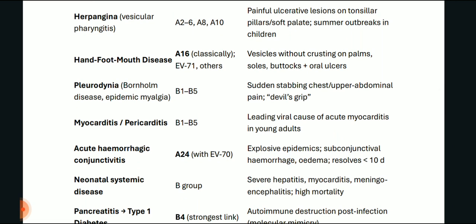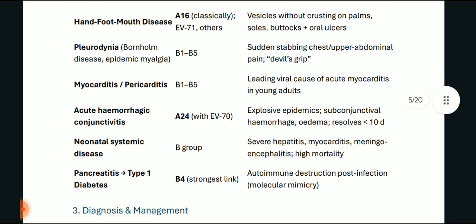Hand, foot and mouth disease is caused by A16 classically, EV71 and others. We see vesicles without crusting on palms, soles and buttocks, and we see oral ulcers as well. It is usually a self-limiting disease. Next up is pleurodynia, which is Bornholm disease, epidemic myalgia, caused by group B1 to B5: sudden stabbing chest or upper abdominal pain, also called the devil's grip. The patient complains as if somebody is holding me from the chest.